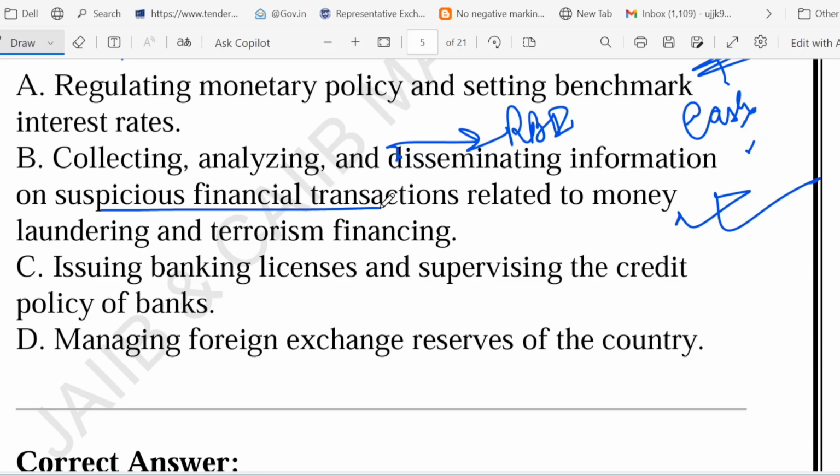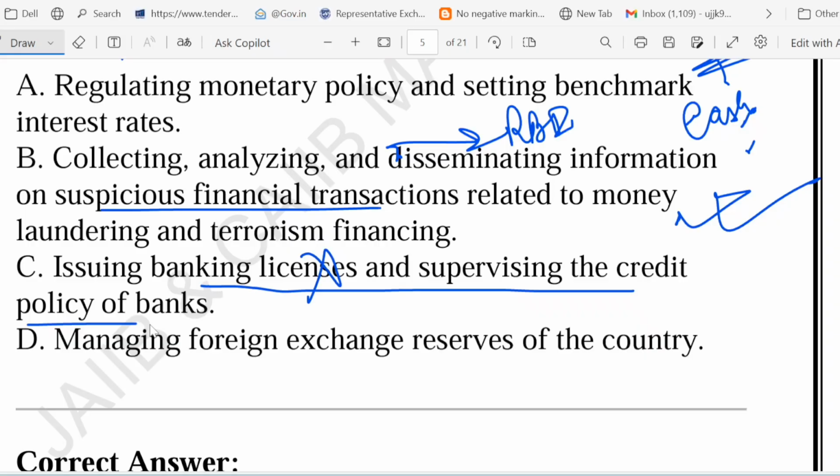Option C says issuing banking license and supervising the credit policy of the bank. Again, this is the role of RBI. RBI gives license to a new bank and decides how much credit flow should be regulated. FIU-IND does not grant licenses.